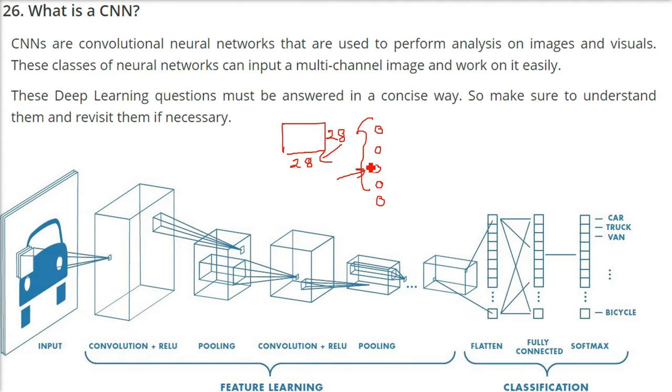These class of neural networks can input a multi-channel image and work on it easily. So this is how there is a shift from ANN to CNN, just because ANN cannot handle certain things, especially images, which can be handled by CNN. Convolution is that you have a kernel or a filter, and that is applied on the whole image, convolving one by one.